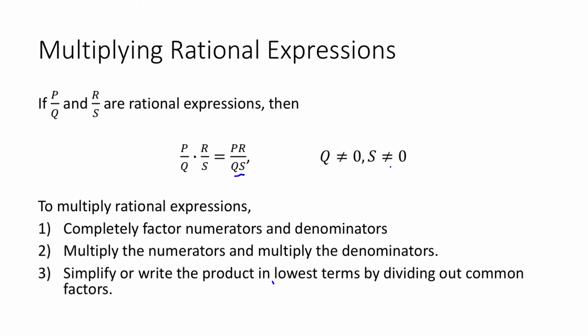So the procedure for multiplying rational expressions is to completely factor the numerators and denominators. Then you multiply the numerators. You can actually do some canceling whenever possible, and then multiply what's left in the numerators and denominators. And then if there's any more simplifying to do, go ahead and do that. And just make sure that your answer is in lowest terms, that there's nothing more that can be canceled out.